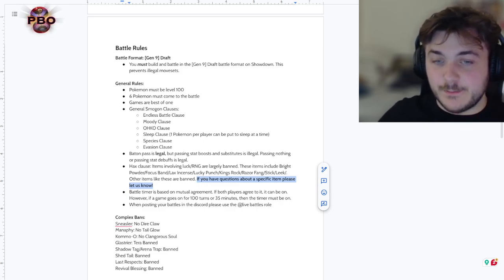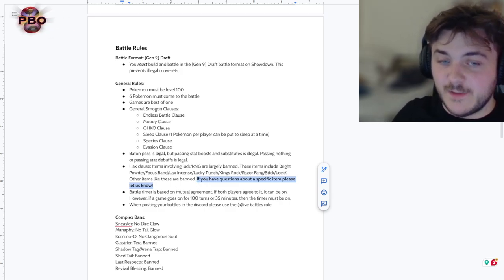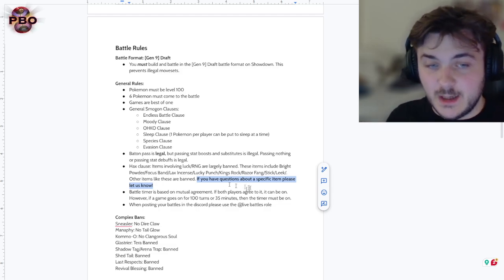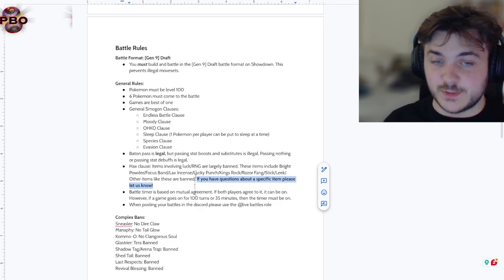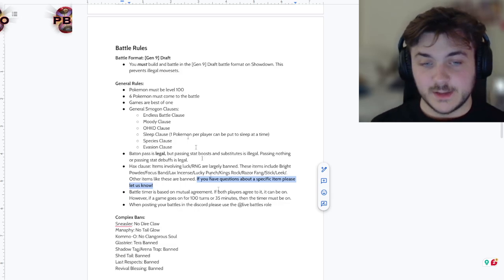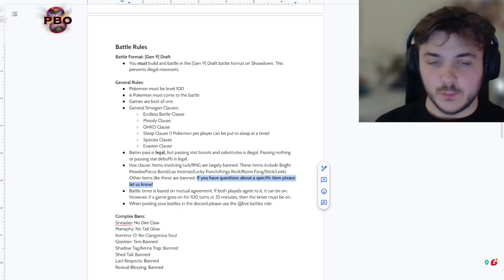Battle timer is based on mutual agreement. If both players agree to it, it can be on. However, if a game goes on for 100 turns or 35 minutes, then the timer must be on. When posting your battles in the Discord, please use the @livebattleroll.